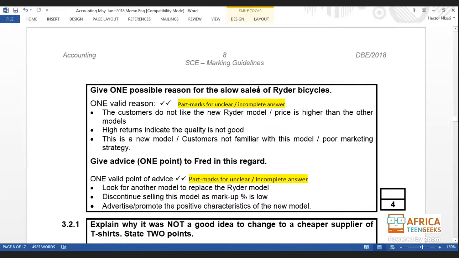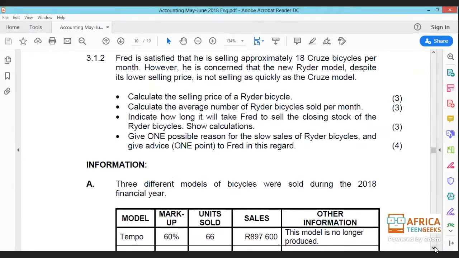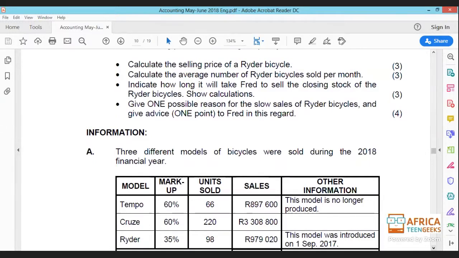But now, what advice can you give? Look for another model to replace the rider model. Discontinue selling this model as the markup is low also. Remember the markup for this model was very low. If we check here in our table, the markup for this model was 35%. It was very low compared to the other markups.